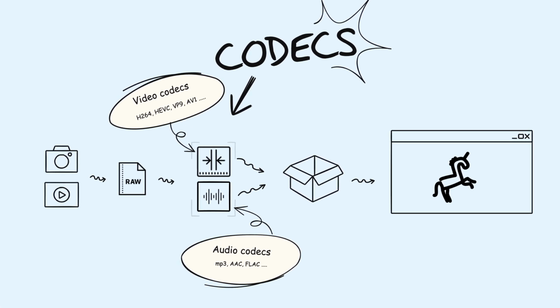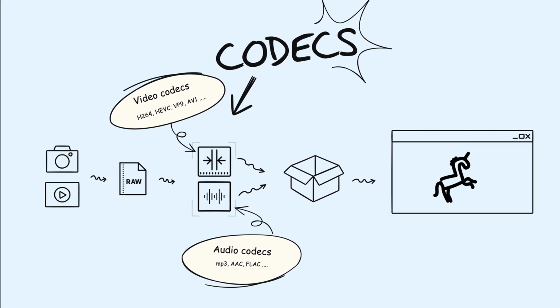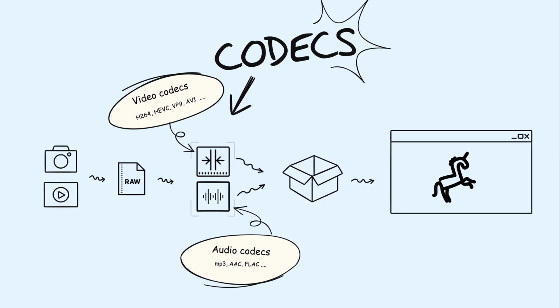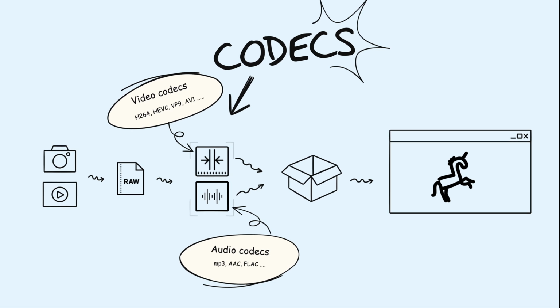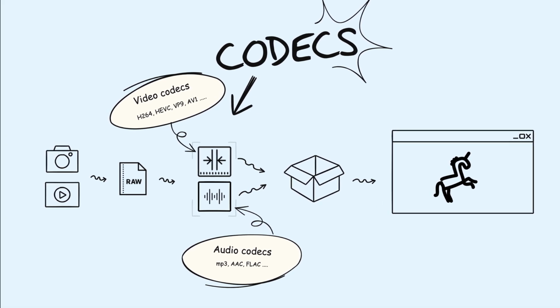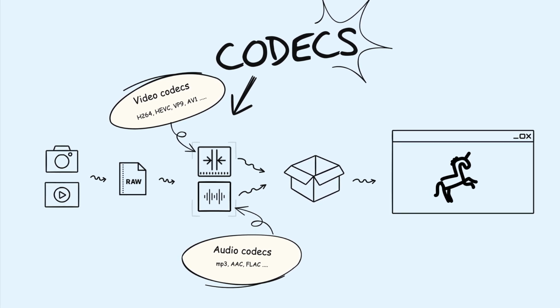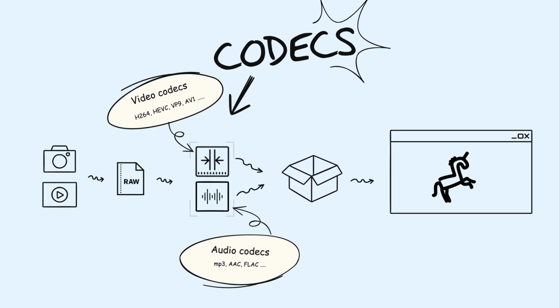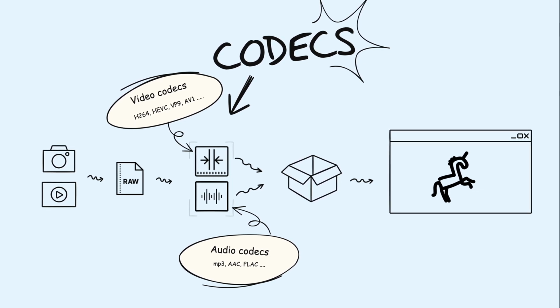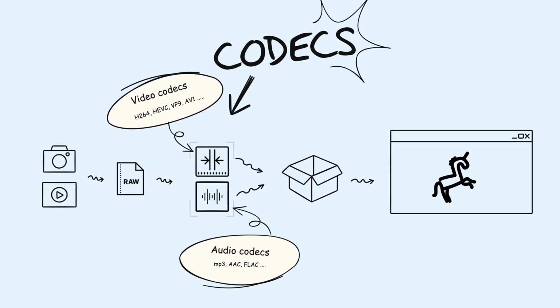Codecs are used to compress the raw data into a more compact format, which can significantly reduce the file size. This compressed file can then be easily shared or stored without taking up as much space as the original raw file. Codecs are also essential for playback of digital media files. When you watch a video or listen to music on your computer or mobile device, the codec is used to decompress the compressed file back into its original format, which can be played back in real time.